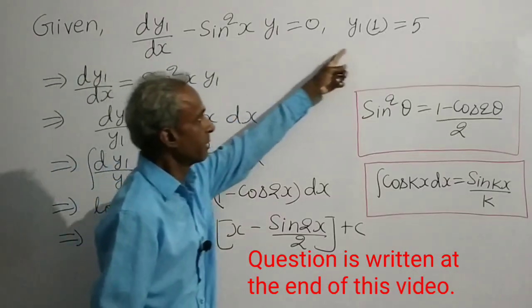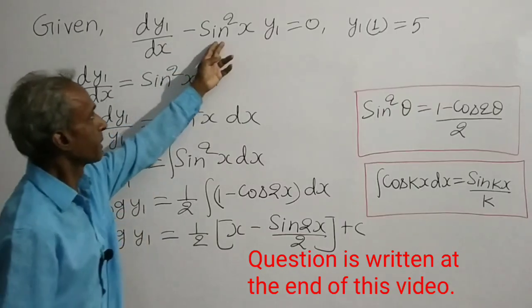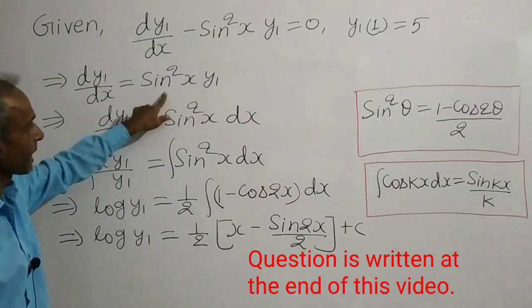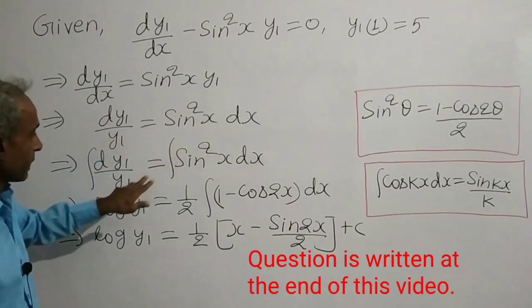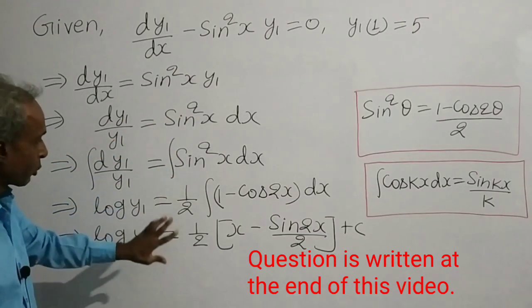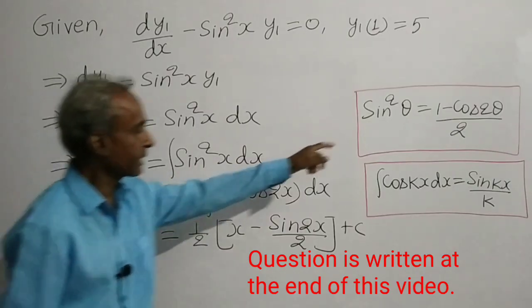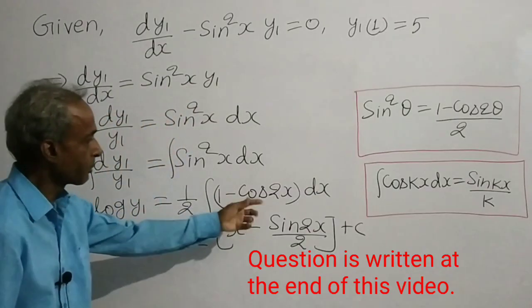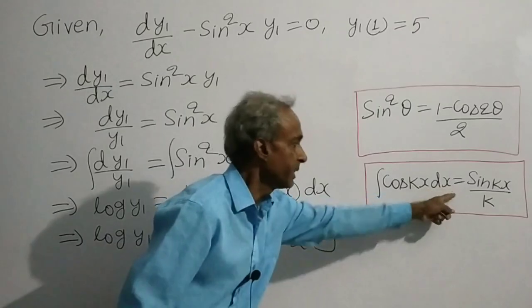This is given in the question. We shift this sin square x y1 on the right hand side. Then we separate variable. Then we integrate both sides. Write sin square x by using this formula. Here we integrate cos 2x by using this formula.